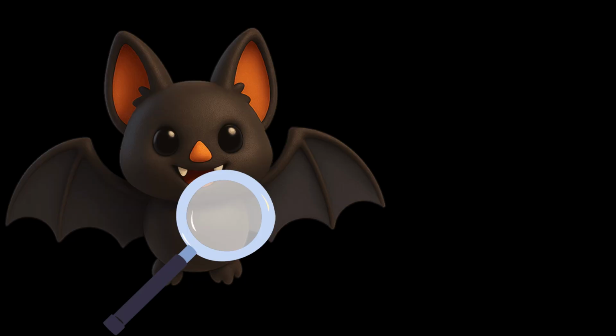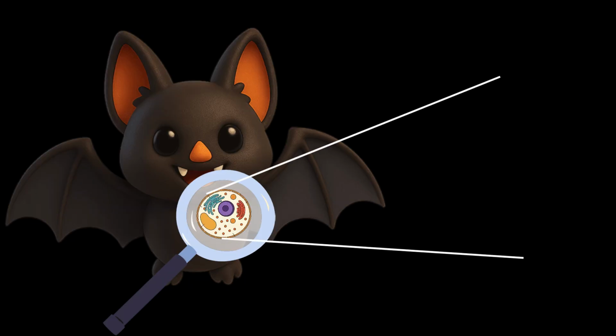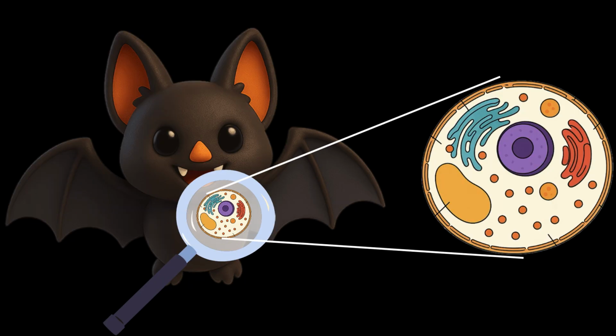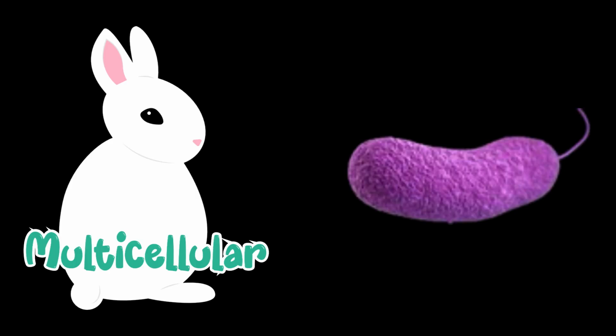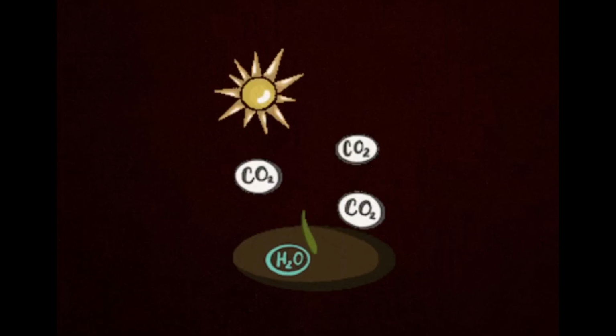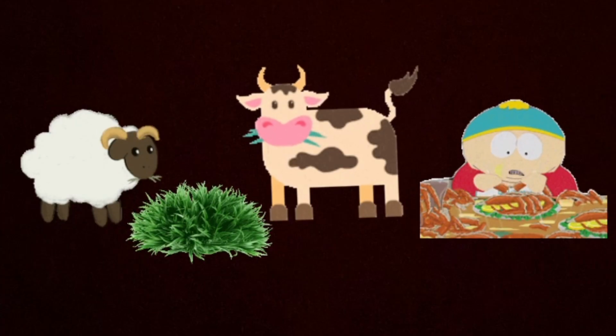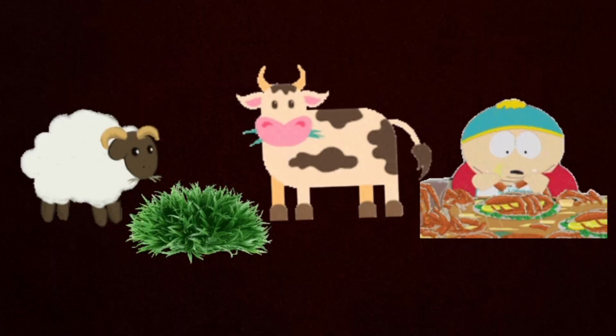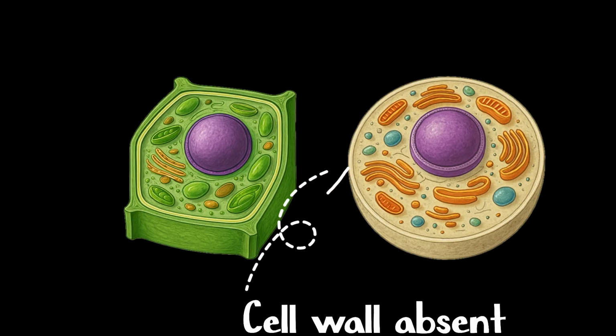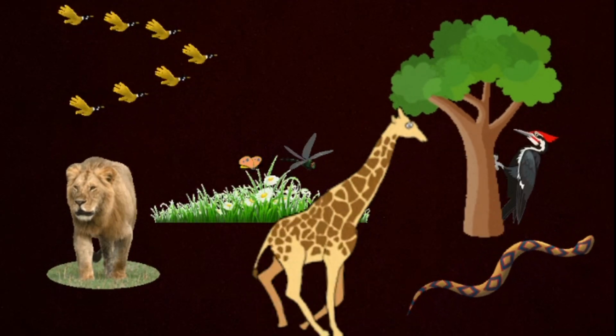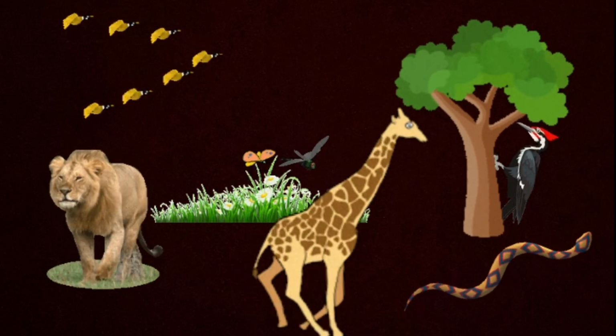Eukaryotic. All animals have proper cells with a nucleus and other cell organelles. Multicellular. They are not just one cell like bacteria. Heterotrophic. Animals can't make their own food or perform photosynthesis. They eat plants and other animals. No cell wall. Plant cells have a wall, but animals don't. Motility. Animals are motile at some stage of their life cycle.